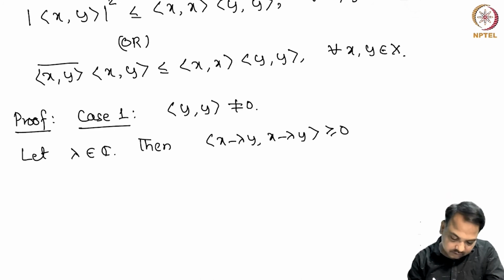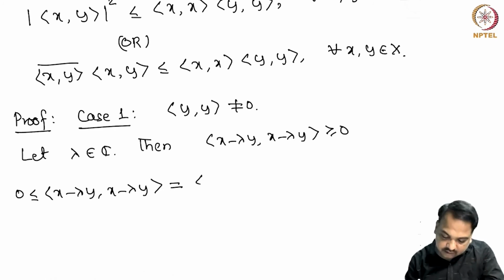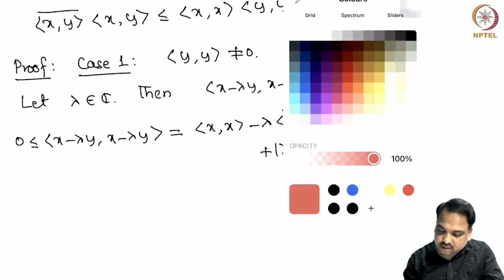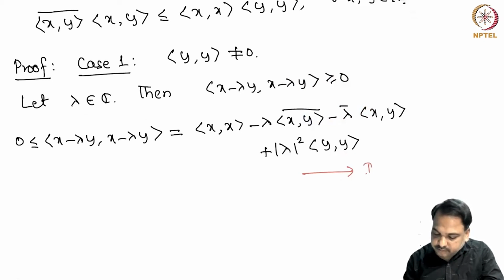So I am rewriting this again. The semi-inner product of x minus lambda y, if I expand this one, you will get the semi-inner product of x with x, minus lambda bar times the semi-inner product of x with y, minus lambda times the semi-inner product of y with x, plus the last term, which will be mod lambda squared times the semi-inner product of y with itself. Let us call this 1.